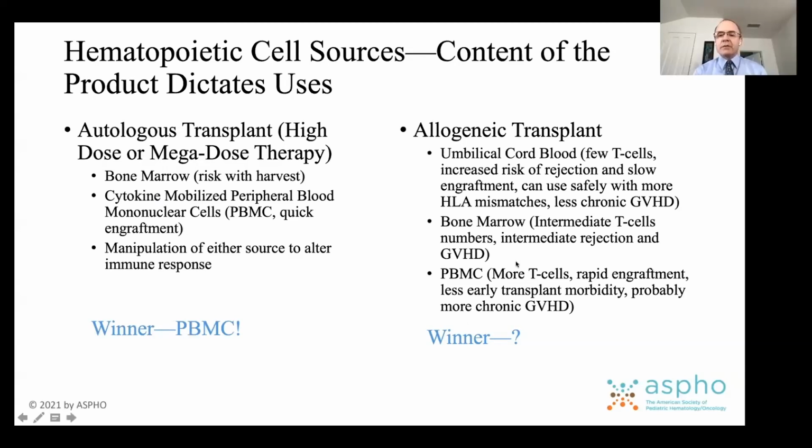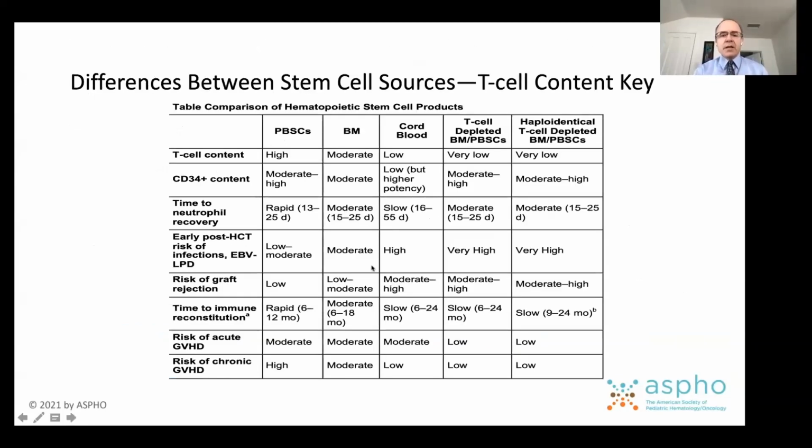For allogeneic transplant, however, there are risks and benefits to each one. And right now, cord blood, of course, is being given often by many centers. Bone marrow is being given. PBSC is usually reserved only for certain types of transplants, usually reduced intensity. Most pediatric transplanters know and understand that bone marrow gives good outcomes with a little bit less graft versus host disease. Now, let's talk about comparison of those stem cell sources.